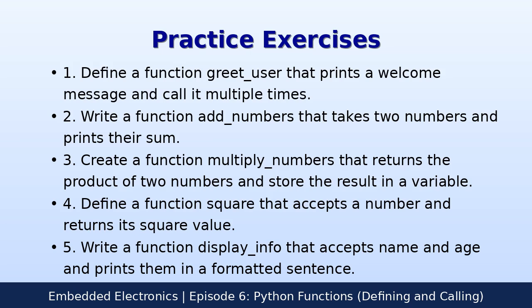Exercise 4. Define a function square that accepts a number and returns its square value. Compute num asterisk num inside the function and return that value to be printed by the caller. Exercise 5. Write a function display_info that accepts name and age and prints them in a formatted sentence. Use parameters name and age and print using formatted strings like f, name, age.